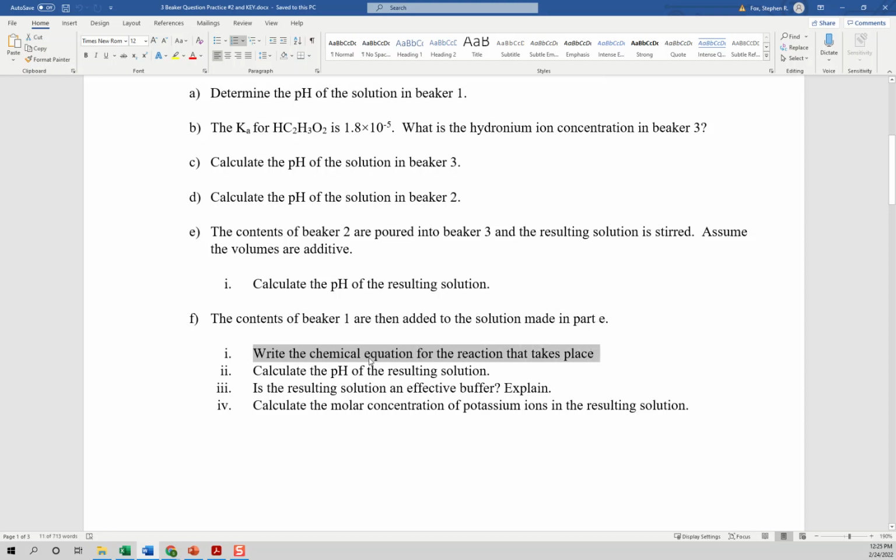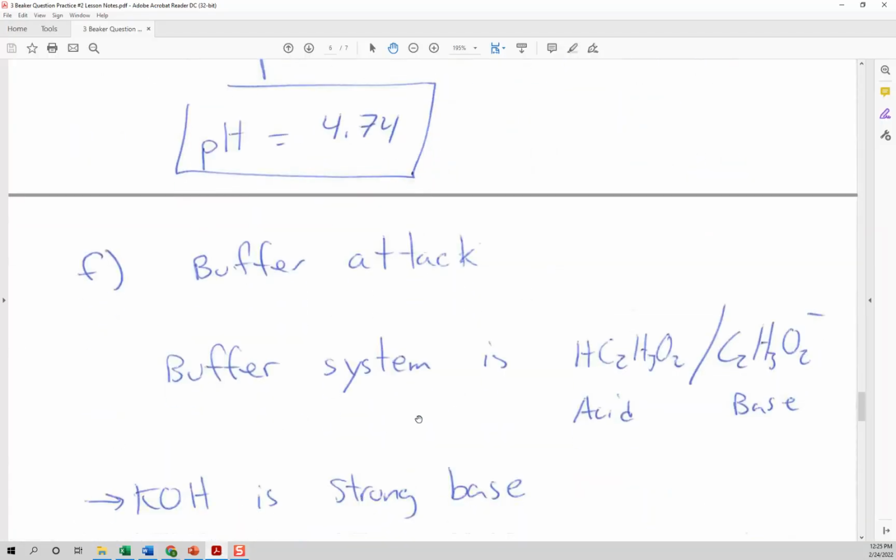So we're adding hydroxide to a buffer. Hydroxide's a base, so it's going to react with the acid component of our buffer. So let's review. Our buffer system is acetic acid, that's the acid component, and acetate, that's the base component. And we're adding strong base in this attack. So the strong base that I add is going to take out acetic acid and give us acetate.